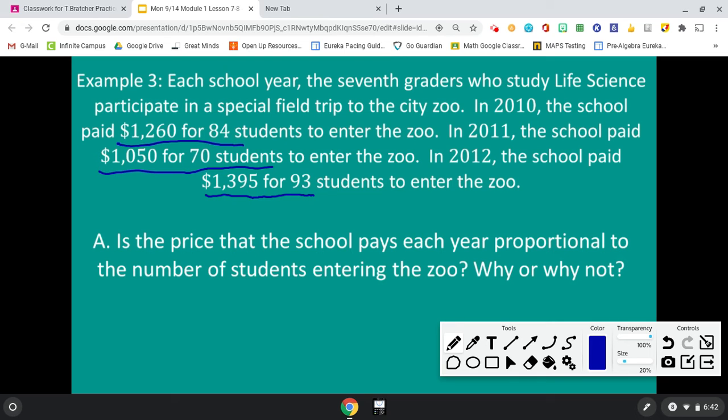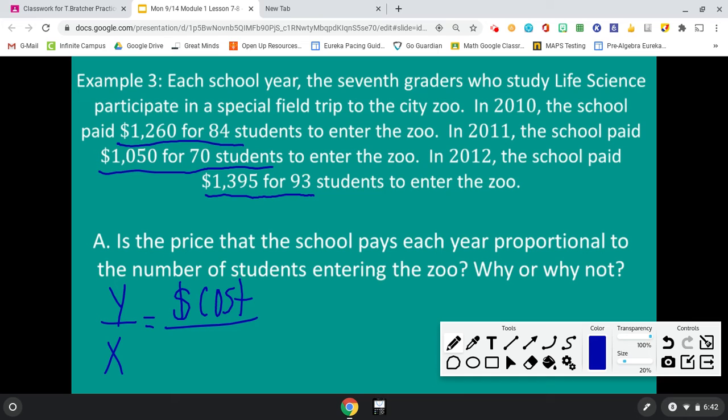So the first question says, is the price that the school pays each year proportional to the number of students entering the zoo? So I told you just a second ago, think about this as a table. And remember, our Y value is always money or your cost.